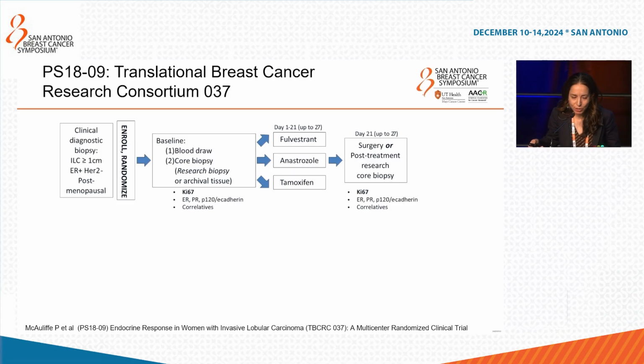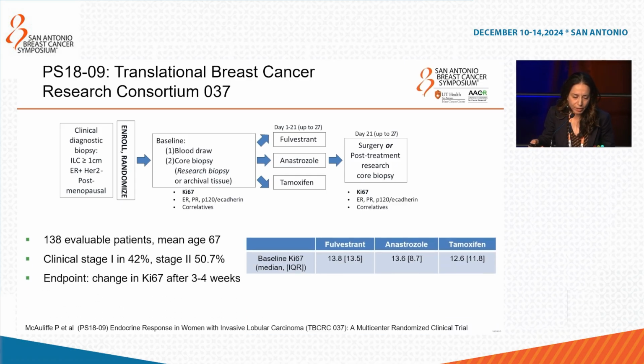The first poster is the Translational Breast Cancer Research Consortium 037. This is a multi-center randomized prospective trial for postmenopausal patients with early-stage lobular breast cancer. Patients were randomized to receive 3 to 4 weeks of either fulvestrant, anastrozole, or tamoxifen prior to undergoing surgical treatment. The primary outcome in this study was change in Ki-67 after 3 to 4 weeks of therapy.